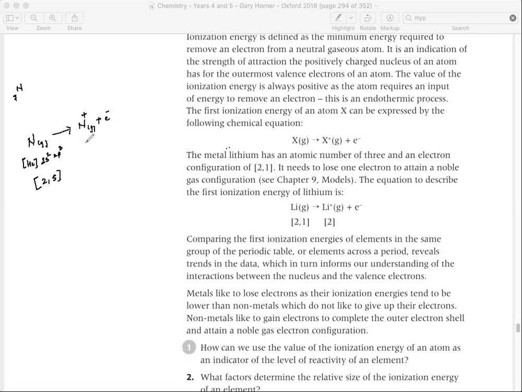So what is the configuration of nitrogen plus ion? If I write it this way, He 2s2 2p2, or we can write 2 4. Is this clear? I have asked for nitrogen, not for sodium. Is this clear to everybody? Yes, sir, it is clear.